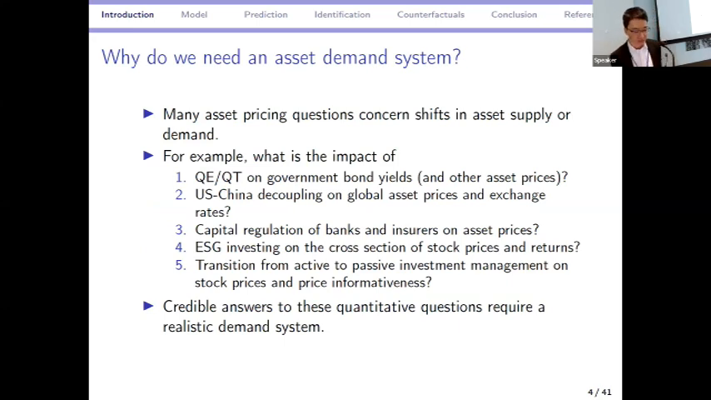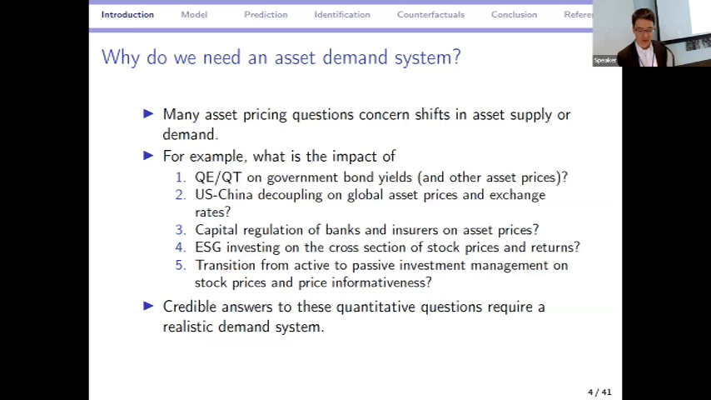So like an obvious one is work that Annette and others have done on QE or QT. So when the government buys a lot of bonds, what happens to yields? That's like an explicit shift in the available supply of bonds that are available to private investors.